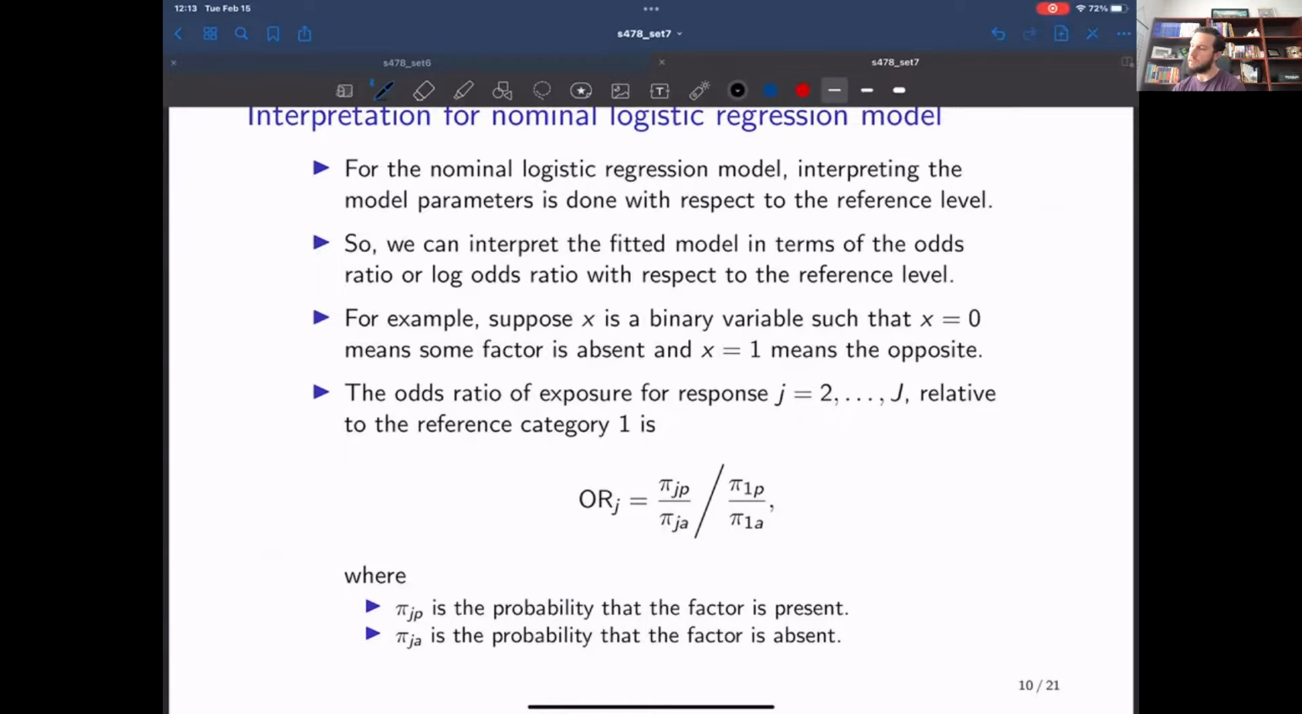It's the probability that the factor is present in the jth category divided by the probability that the factor is absent in the jth category, divided by the probability that the factor is present in the first category over the probability the factor is absent in the first category. So basically, it's just a ratio of odds: the odds of presence in the jth category divided by the odds of presence in the first category. So always with reference to category 1.